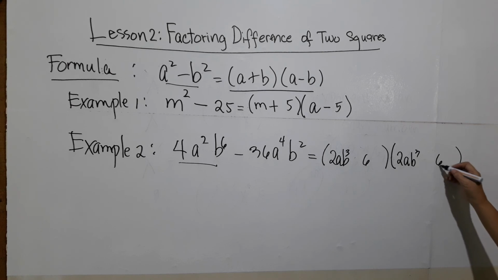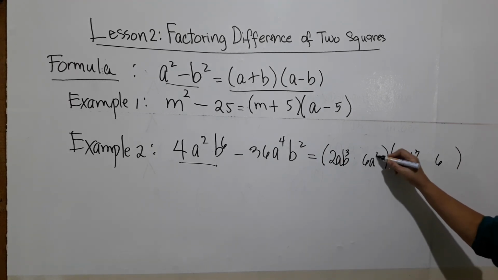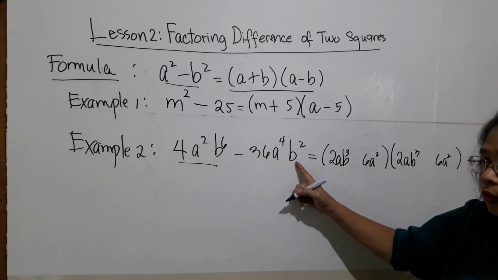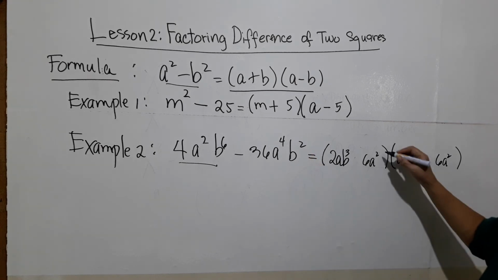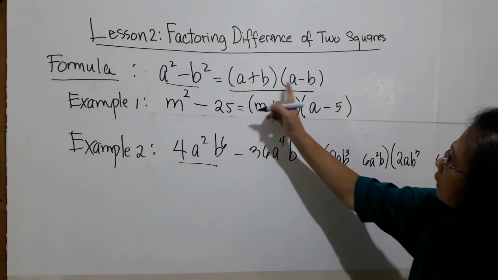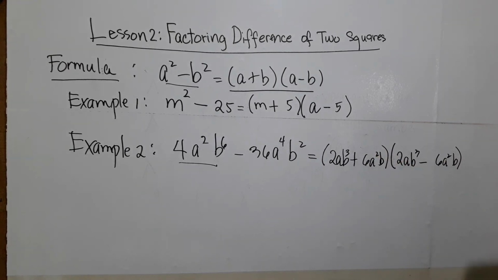What about a to the 4th? What literal coefficient multiplied to itself will give you a to the 4th? It is a squared. So you write a squared. What about here? What variable multiplied to itself will give you b squared? So it should be b and b. But do not forget the signs of operation. Here plus and here minus. Do you get it? Any questions?